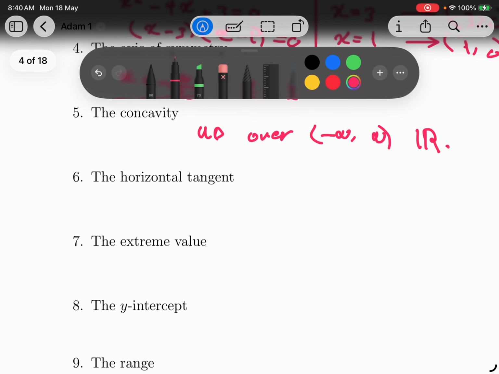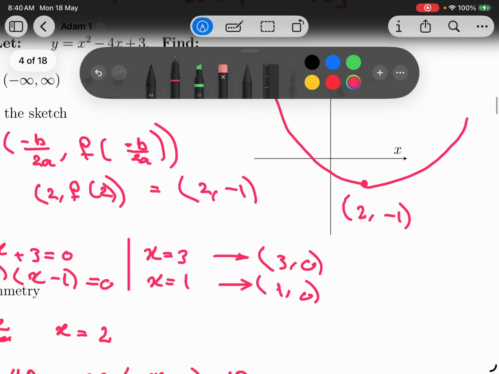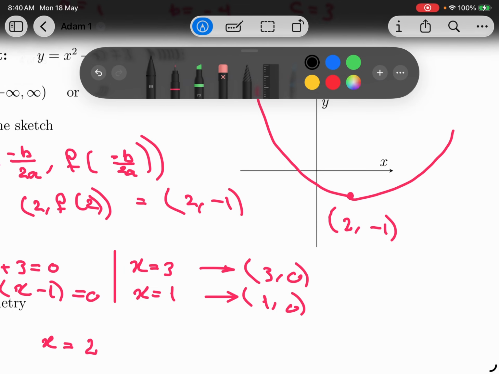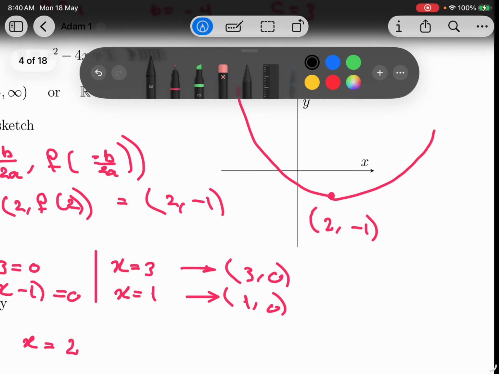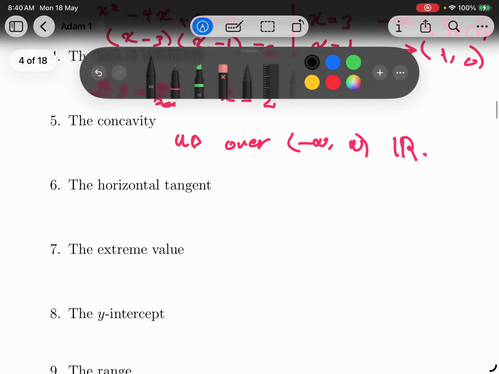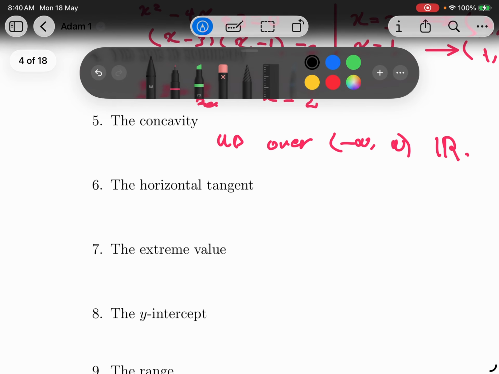And here the horizontal tangent, and as I told you guys, there is one single horizontal tangent line for this parabola with the slope equals 0, which is y equals the y coordinate of the vertex, which is here minus 1. So the only horizontal tangent line is y equals minus 1, okay?